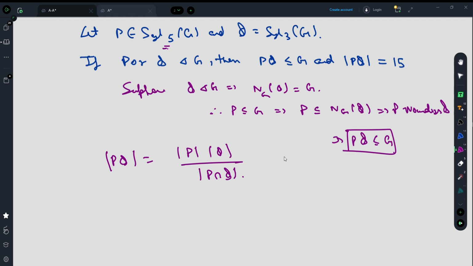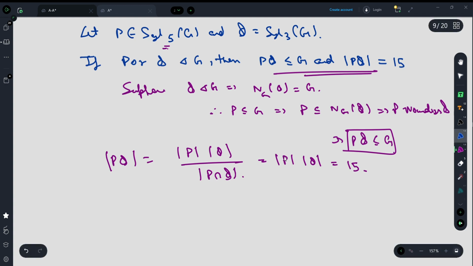P is a group of order 5, which is a prime. It's a cyclic group trivially. Q is similarly a cyclic group of order 3, right? So you can just view the orders, they are co-prime to each other, right? 5 and 3 are co-prime to each other, right? So generators having order co-prime to each other, the only intersection between P and Q can happen at the identity element. So that means P intersection Q should be 1.